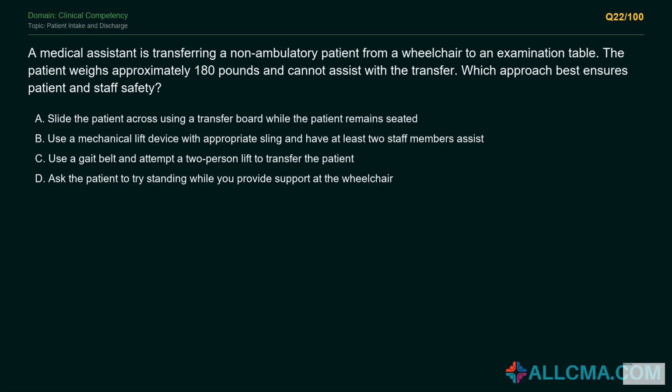Question 22. A medical assistant is transferring a non-ambulatory patient from a wheelchair to an examination table. The patient weighs approximately 180 pounds and cannot assist with the transfer. Which approach best ensures patient and staff safety? Option A. Slide the patient across using a transfer board while the patient remains seated. Option B. Use a mechanical lift device with appropriate sling and have at least 2 staff members assist. Option C. Use a gait belt and attempt a 2-person lift to transfer the patient. Option D. Ask the patient to try standing while you provide support at the wheelchair.